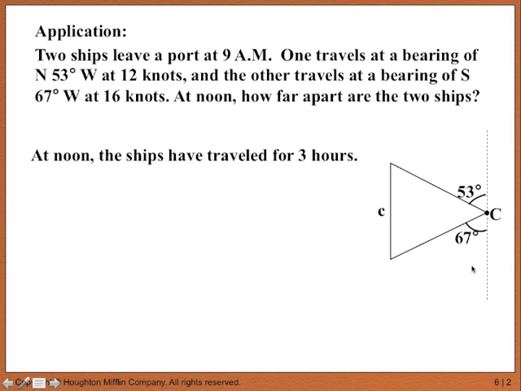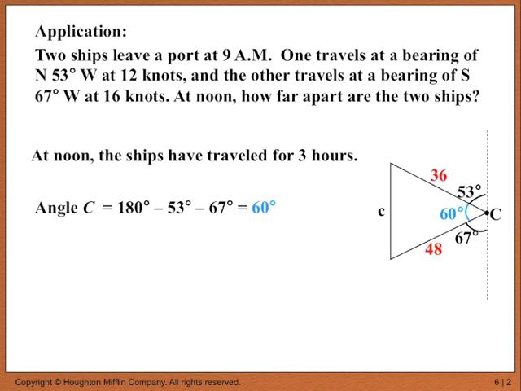Now another part of the sketch is labeling the sides. We know that the ships have traveled for 3 hours, so 3 times 12 is 36, and for the other ship 3 times 16 is 48. So we now have a triangle we can sketch, using the fact that the angles along that dotted line have to add up to 180 along a straight line. We can figure out the blue angle, 60 degrees, and thus we have a triangle that is SAS, side angle side. That's the first part, just sketching accurately.